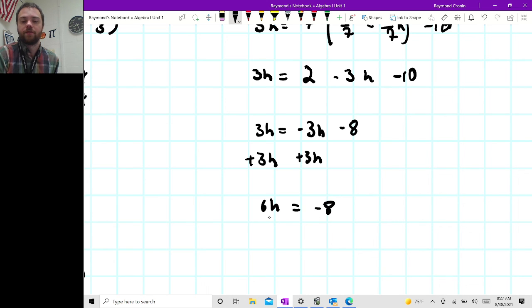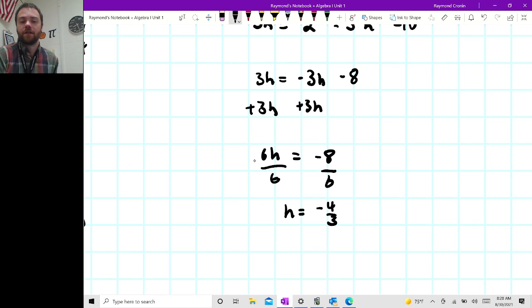And then what I can do is divide 6 on both sides. So I get h equals negative 4/3. So that reduces. So negative, the 6's cancel. I'm left with 1h, or divide to 1. So I want to make sure you understand when I say cancel. 6 divided by 6 is 1, not 0. And then negative 8 divided by 6, I can divide 2 on top and bottom, and I get negative 4 over 3. So I hope that helps.